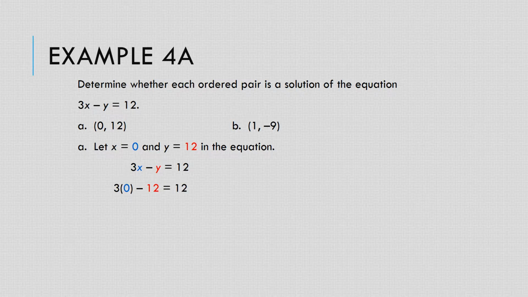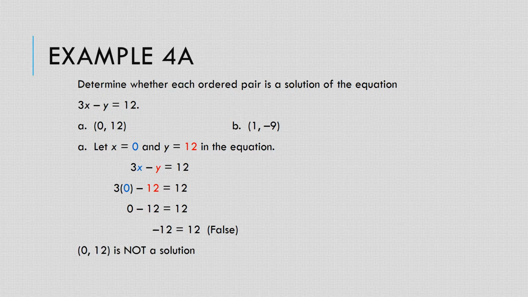So I plug in those numbers. And then you're going to simplify, which just basically means you're going to do the math. So if I have 3 times 0 minus 12, I get 0 minus 12. 0 minus 12 equals negative 12. Negative 12 does not equal positive 12, so instead of a true statement, I got a false statement, which tells me that (0, 12) is not a solution. So then I go on to the next one.